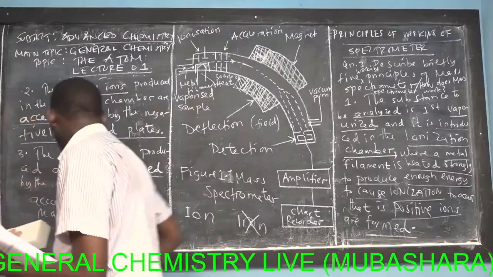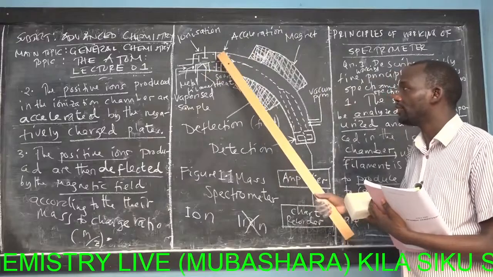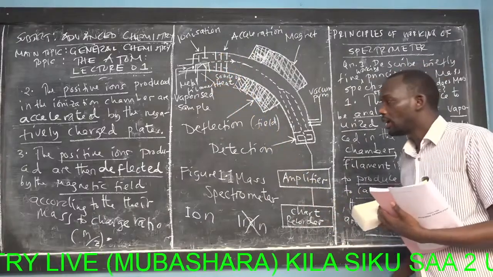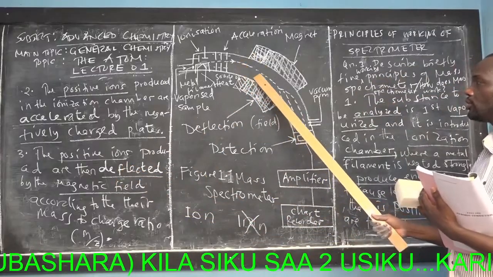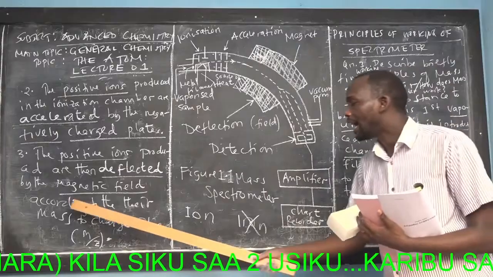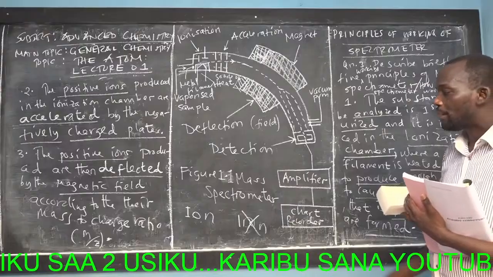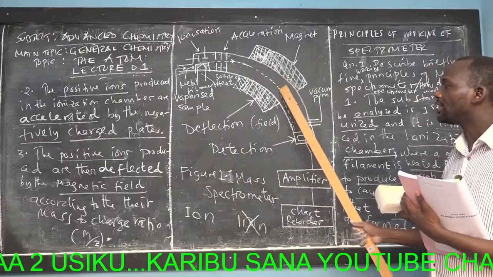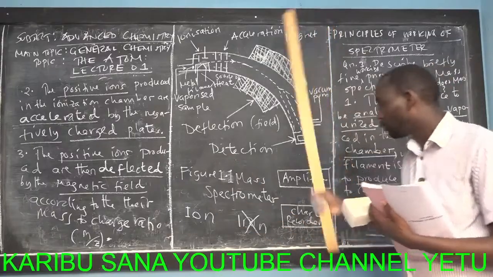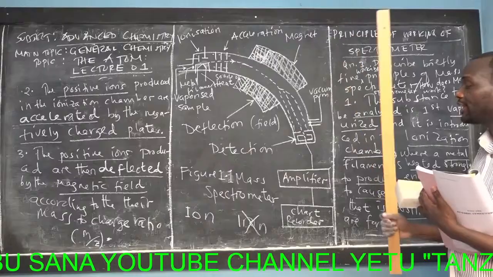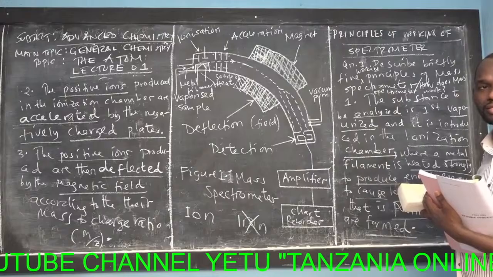The positive ions from the acceleration chamber, where we have negative plates, are deflected by the magnetic field here, according to the mass to charge ratio. So an isotope which will have a large mass, a large mass to charge ratio, will be less deflected, right?